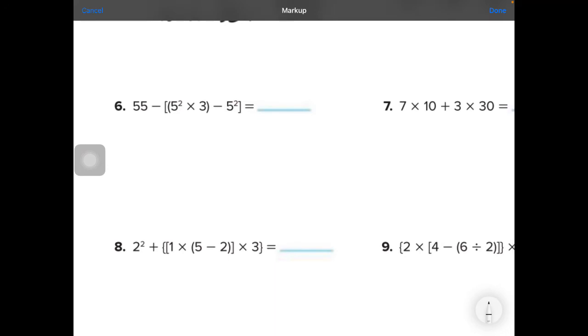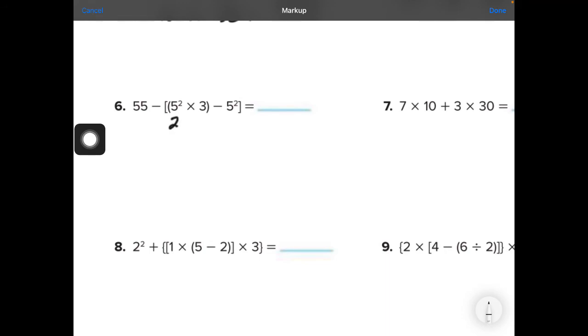Number 6. Ooh, this one's beautiful. Look at all that. Bracket and a parenthesis. So let's do the innermost one. That's going to be this situation right here. We have to translate that power first. Now that is not 5 times 2. It is 5 times 5.